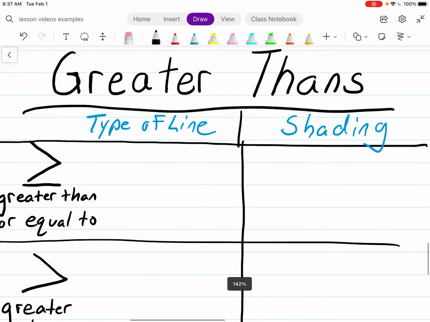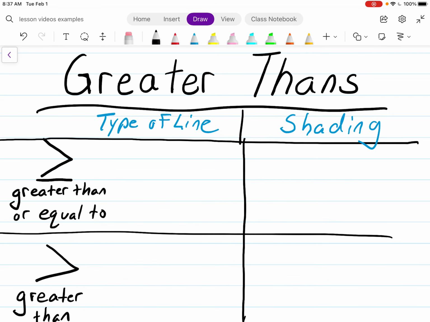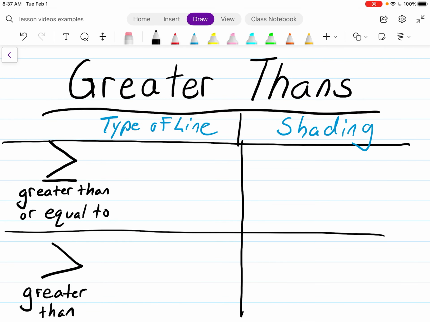So I like to break these up and talk about the two different types, the greater thans and the less thans, and what type of line and shading you will have. It'll make more sense once you see the actual inequalities being graphed. If you have a greater than or equal to inequality, it'll be y is greater than or equal to 4x plus 3, something along those lines. Once you determine the slope and the y-intercept, you'll have to graph the inequality, and the type of line and the shading depends on what the inequality is.